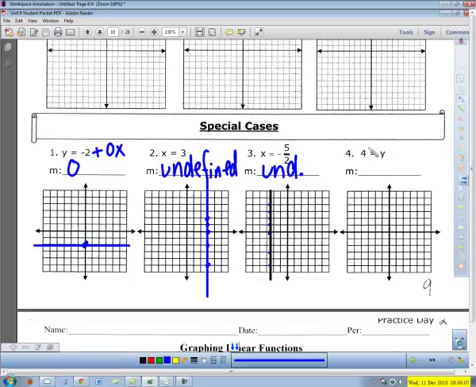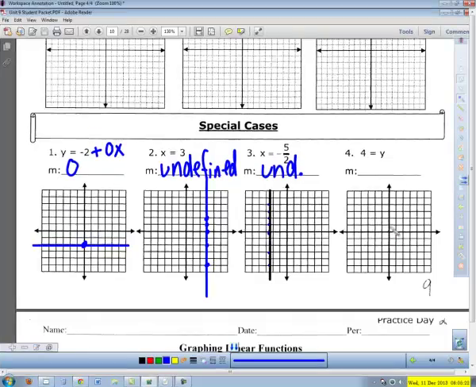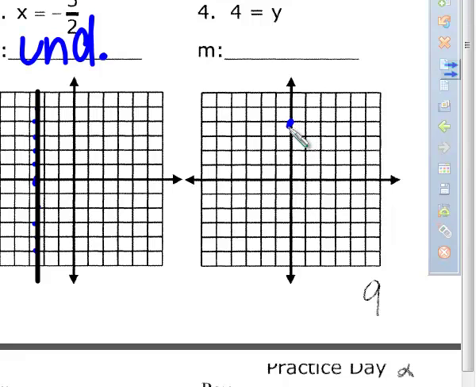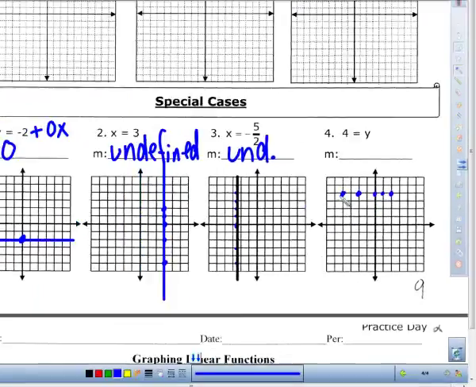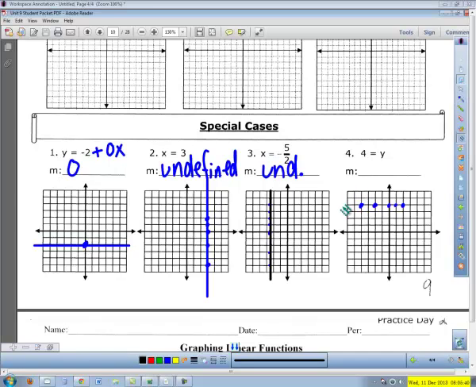Okay, now y equals 4. So the same concept still applies. So no matter what my x values are, my y is always going to be 4. So that means when my y value is 0, or sorry, when my x value is 0, my y value is 1, 2, 3, 4, right here. And then when x is 1, y is 4. X is 2, y is 4. X is negative 2, y is still 4. X is negative 4, y value is still 4. So I have a line that goes straight across right here.